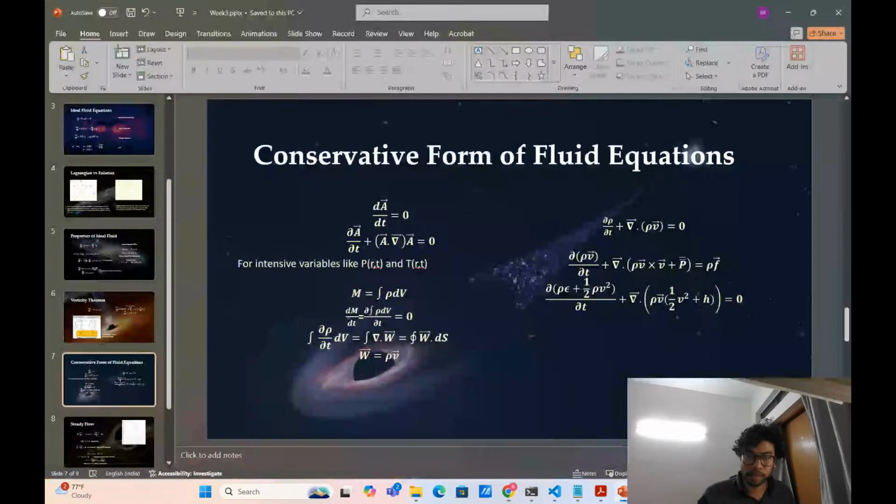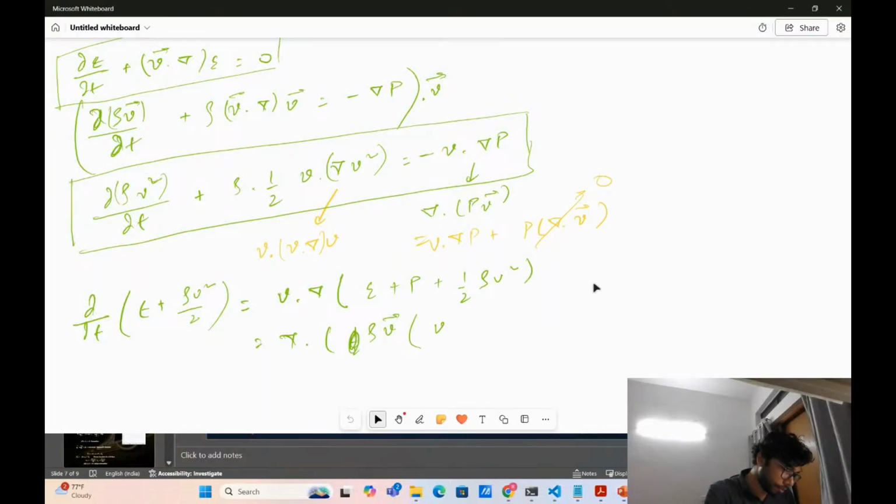So if I take rho v common from here, you will have v square by 2 term plus epsilon by rho plus p by rho. So if I write it in this form, now this thing is what is called the H.